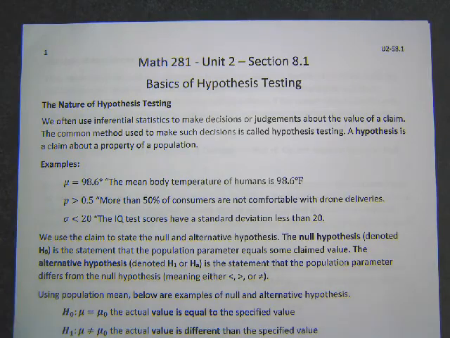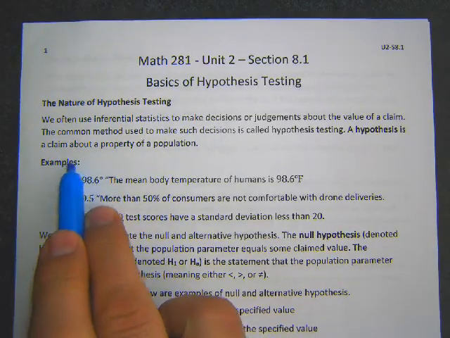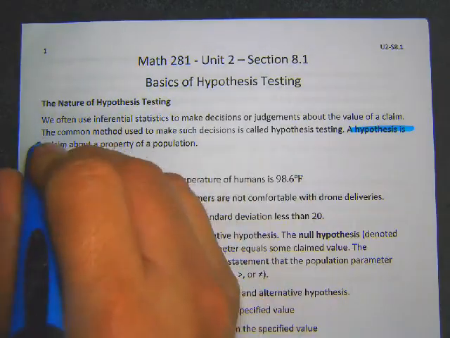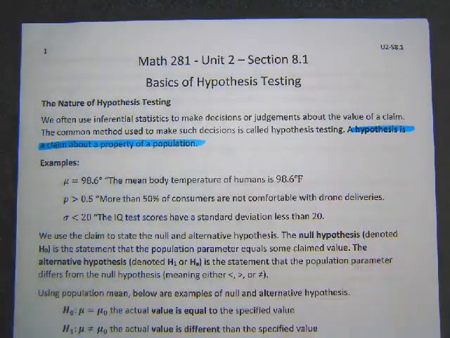So a hypothesis is a claim about a property of a population. They'll claim something about the average for all the people in the US, or they'll claim something for the percentage of people in the US. When they look at the whole US, that's the population they're looking at, they're going to make some kind of claim, and then we'll test that claim. So a hypothesis is a claim about a population, the whole group.